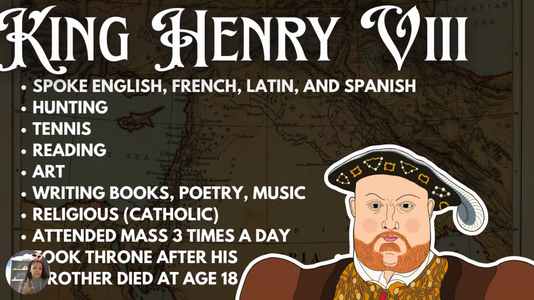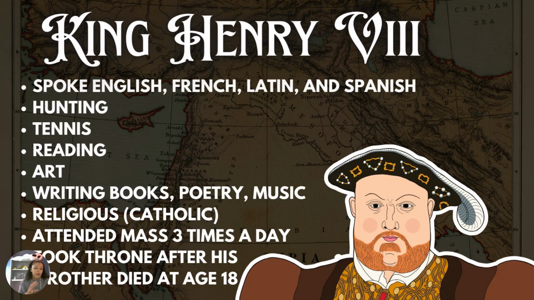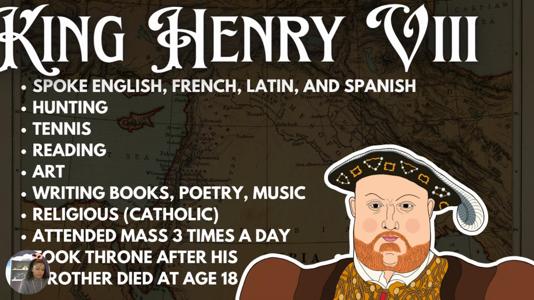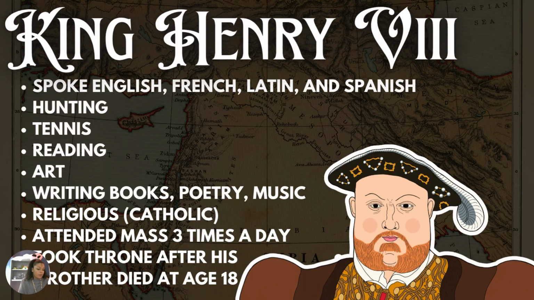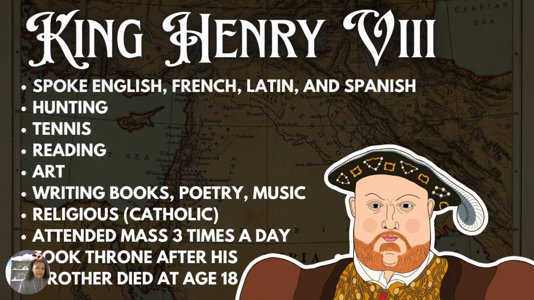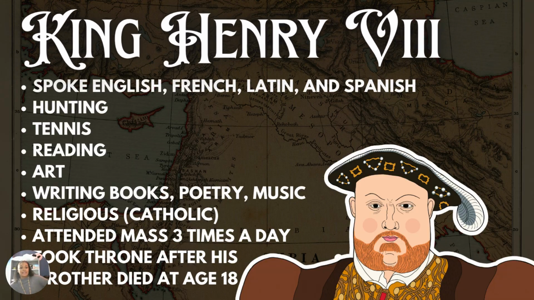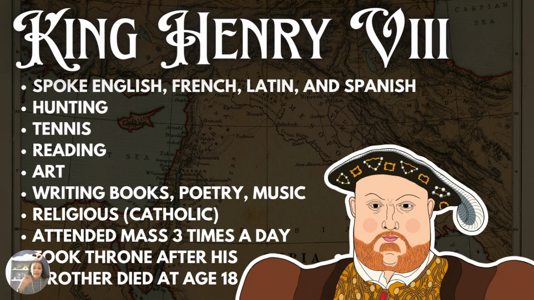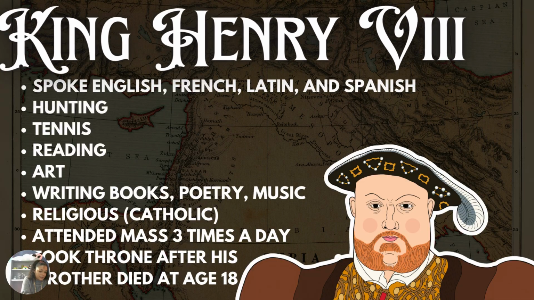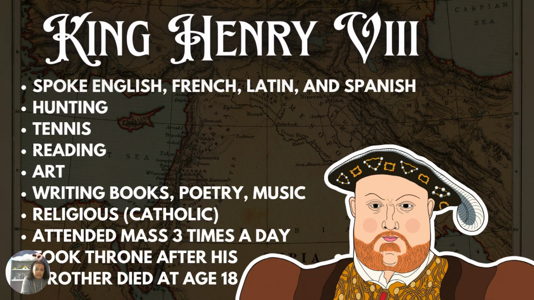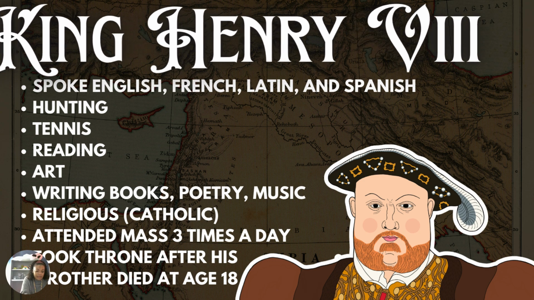And he ends up taking the throne after his brother dies. So his brother was supposed to be first in line for the throne, but before he officially became king, the brother dies. And then when Henry's dad dies, who is Henry VII, then Henry takes the throne. So he took the throne at age 18 after his brother died. We're on that last bullet.